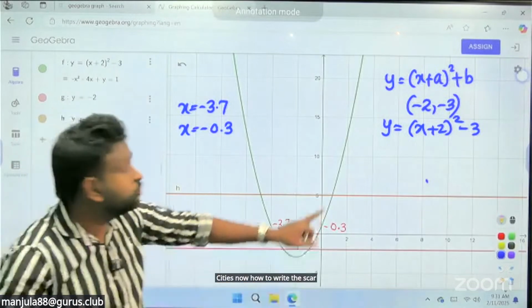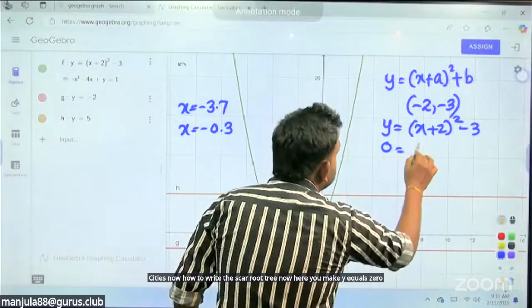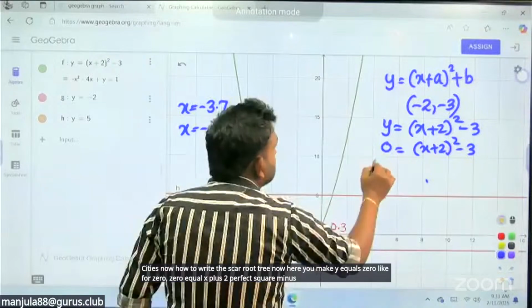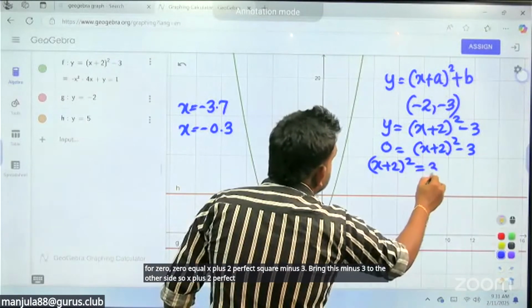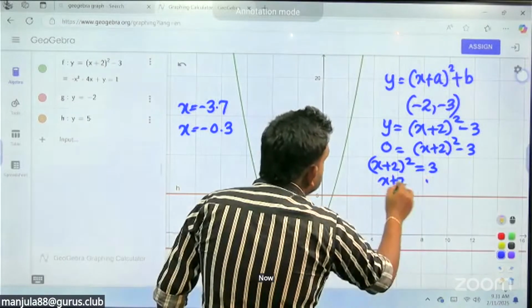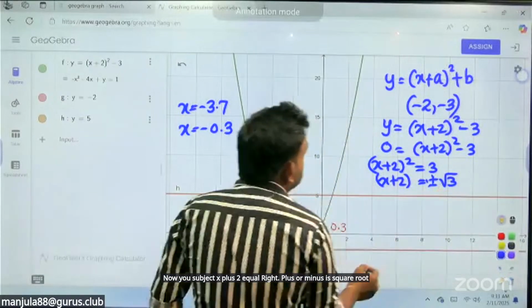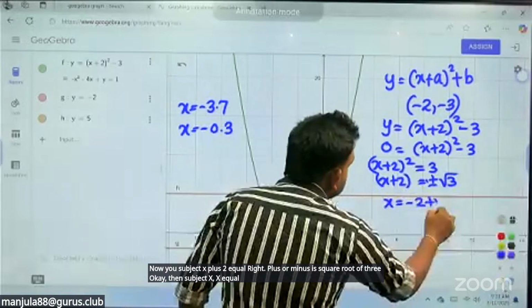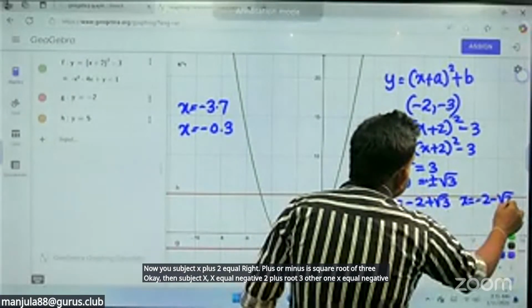Now here you make y equals 0. Y equals 0, so 0 equals (x + 2) perfect square minus 3. Bring this -3 to the other side. So (x + 2) perfect square equals 3. Now you subject x + 2 equals plus or minus square root 3. Then subject x: x equals -2 + √3. The other one, x equals -2 - √3.